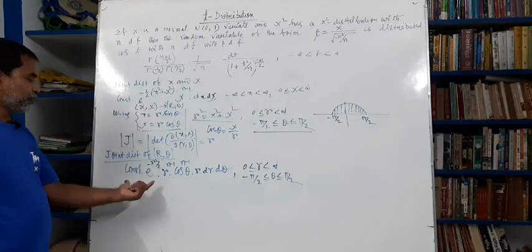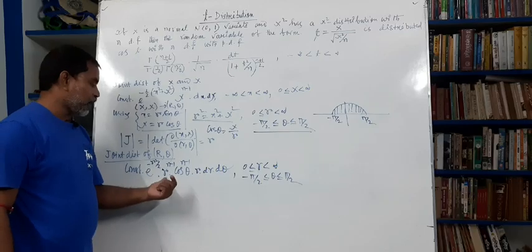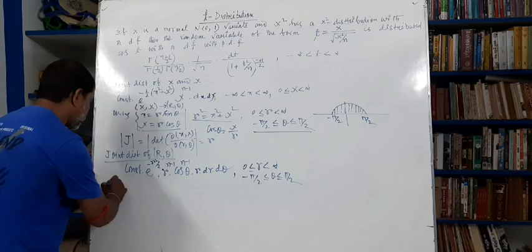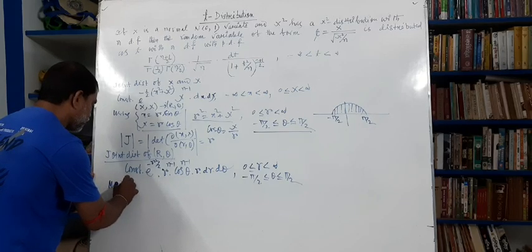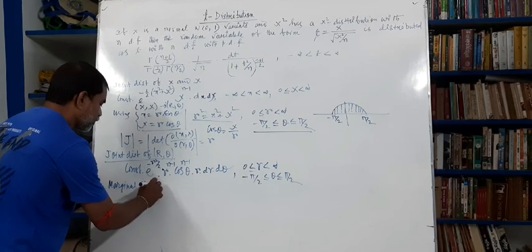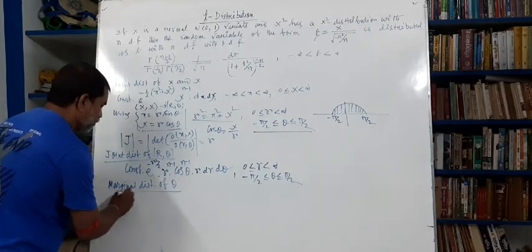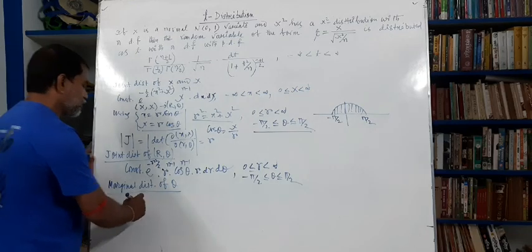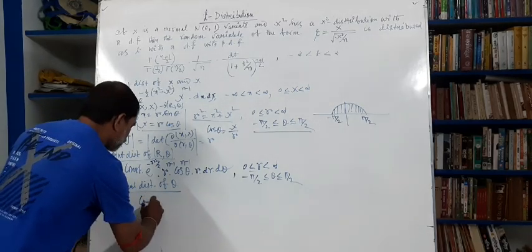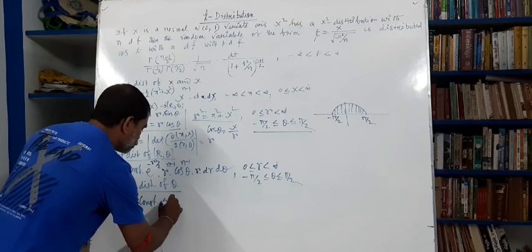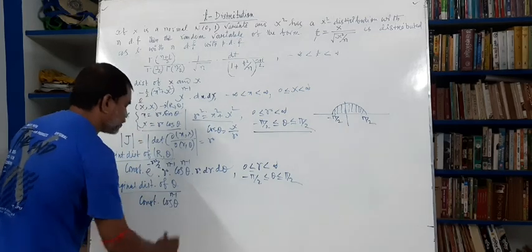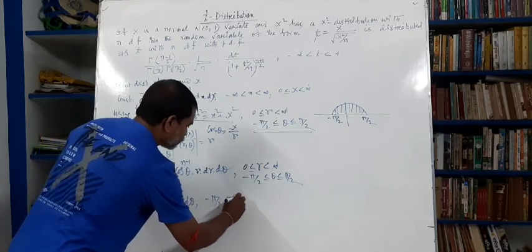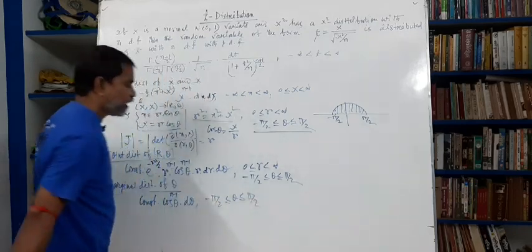Now from this it is obvious that the variables r and theta are independent. The two random variables r and theta are independent, so the marginal distribution of theta can be written as constant into cos to the power n minus 1 theta d theta, where minus pi by 2 less or equal to theta less or equal to pi by 2.